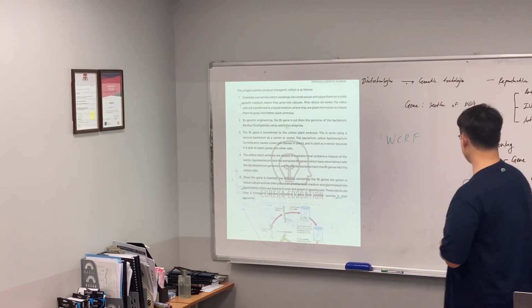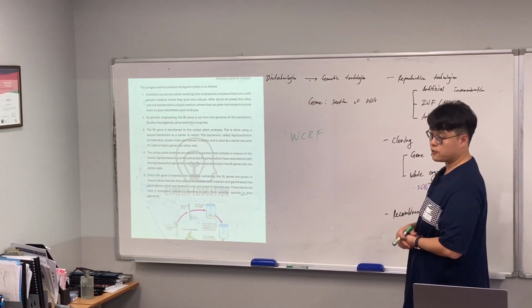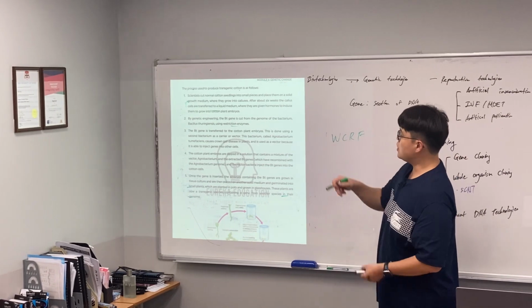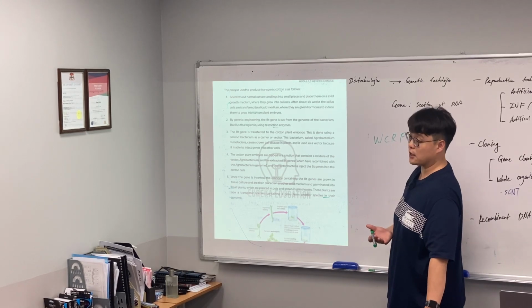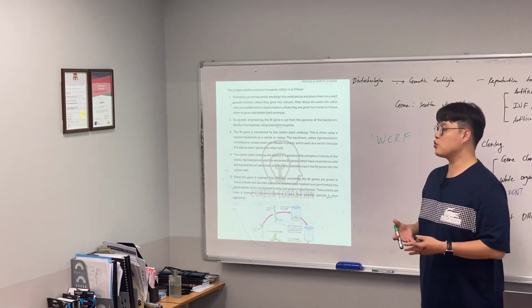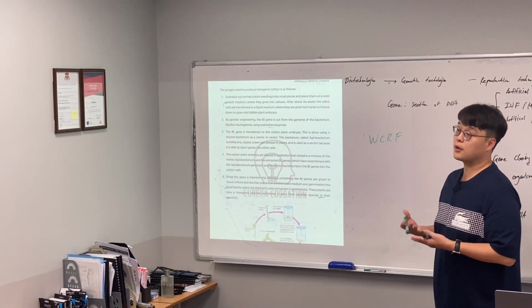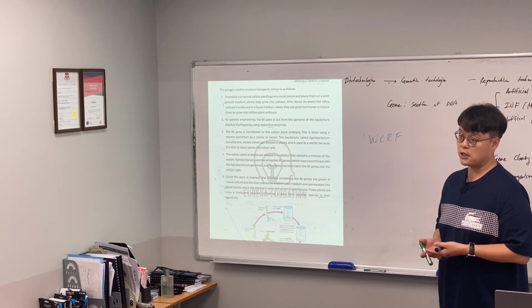So basically using, again, the recombinant DNA technologies for this. The BT gene is transferred to the cotton plant embryos. This is done using a second bacterium as a carrier, or vector. So in this case, we do not use the plasmid, we're using the bacterium as the whole vector in this case.